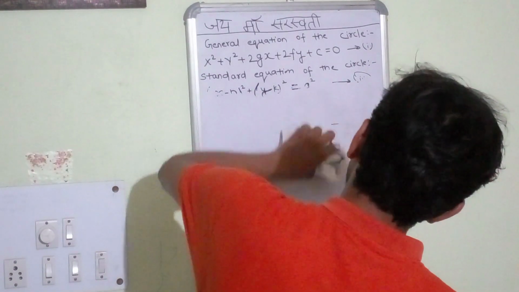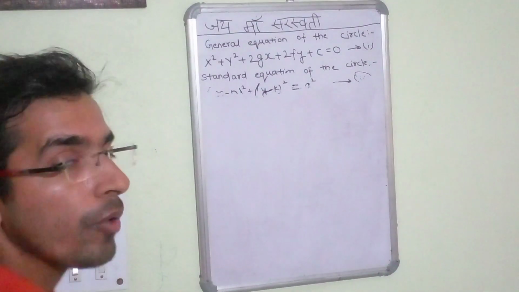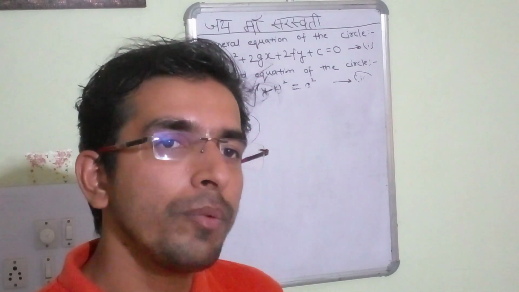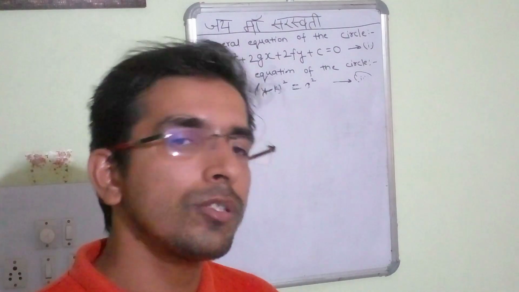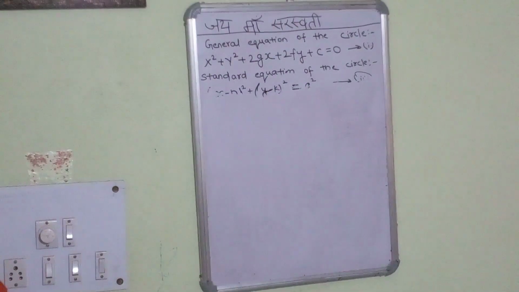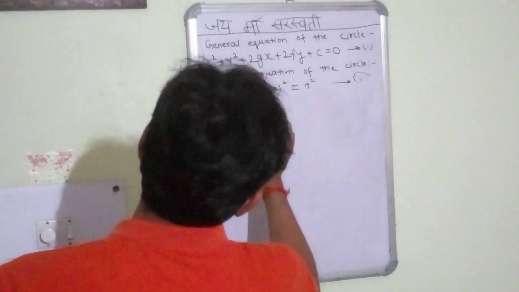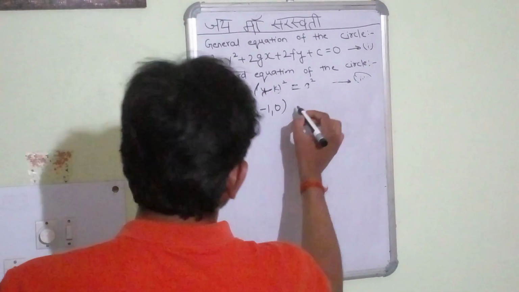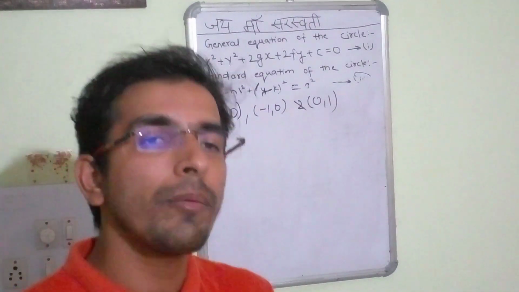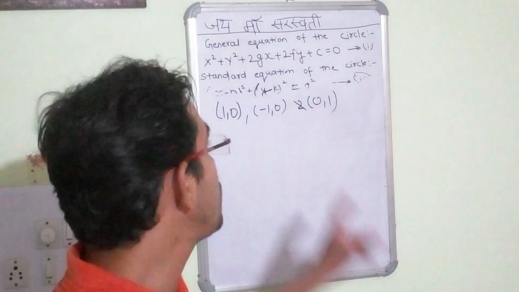Suppose in the question it is asked to find the equation of the circle which is passing through 3 points. We have to find the general equation of the circle, and that circle is passing through these 3 points. So we will be seeing one example. Suppose the points are 1 0, minus 1 0 and 0 1. Understood? So we have to find the general equation of the circle which is passing through these 3 points.